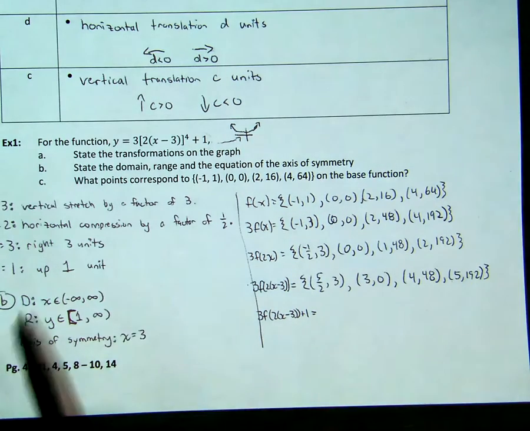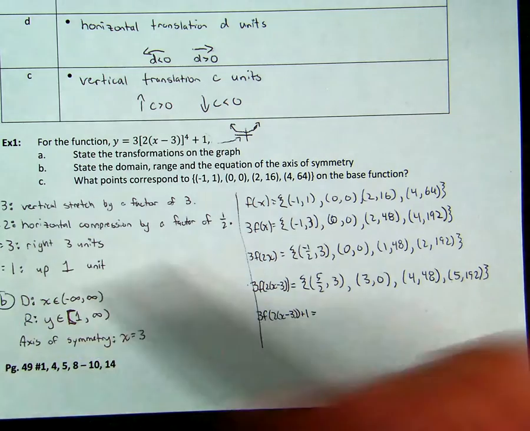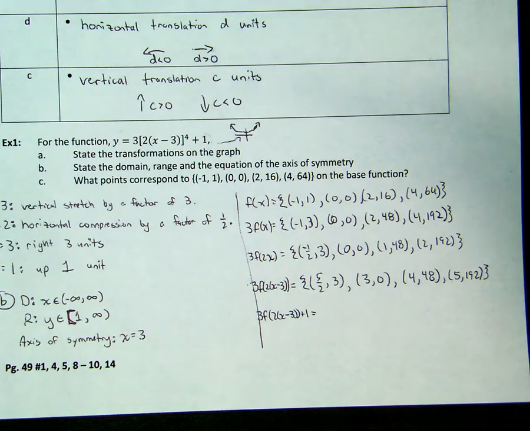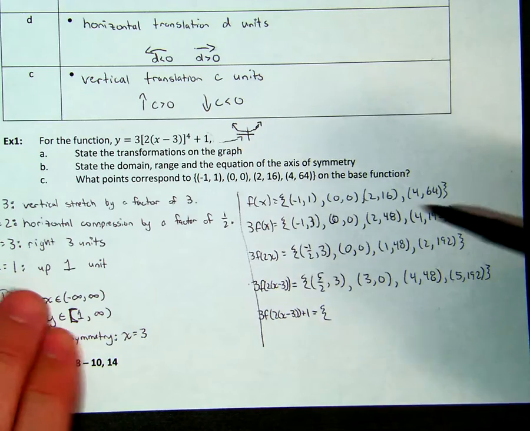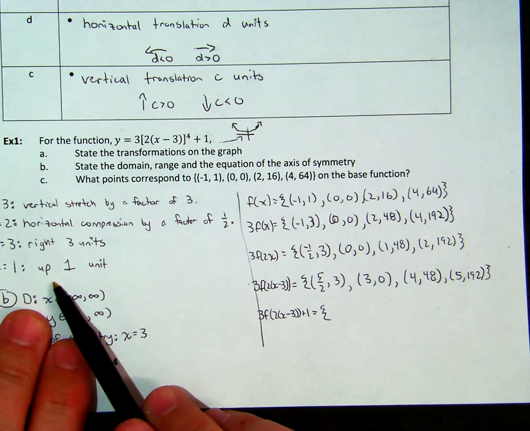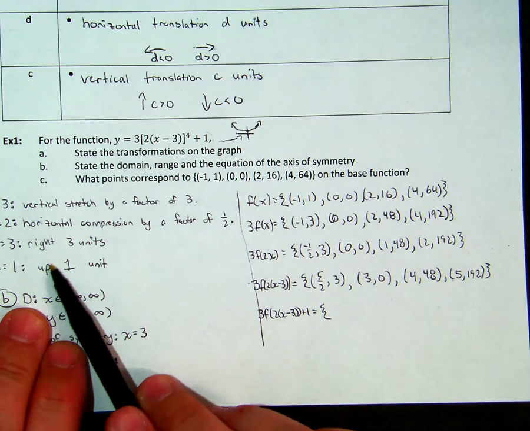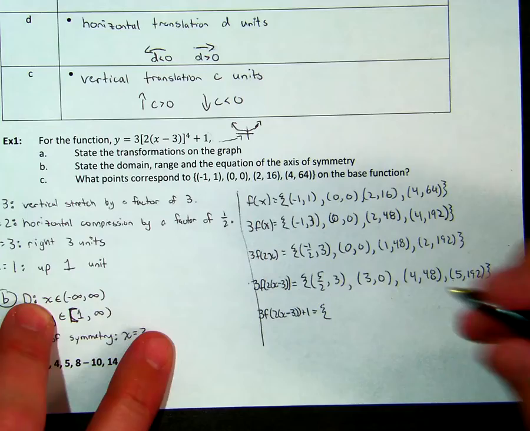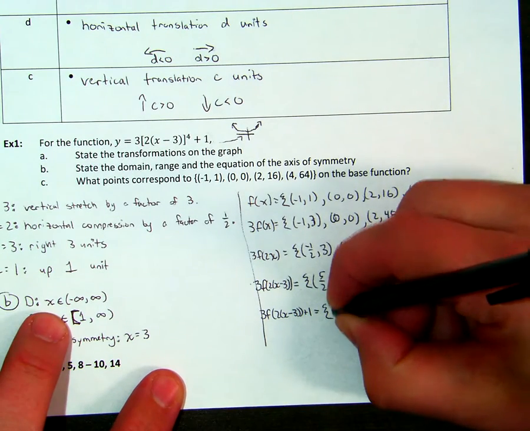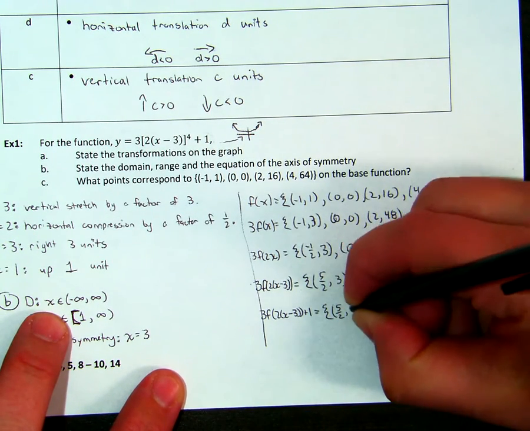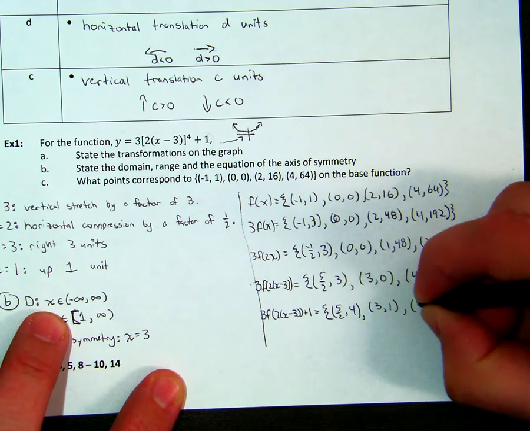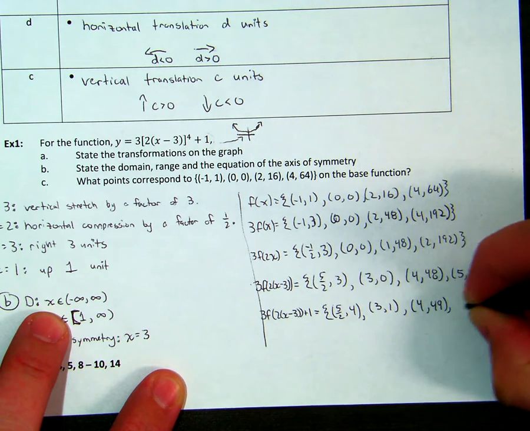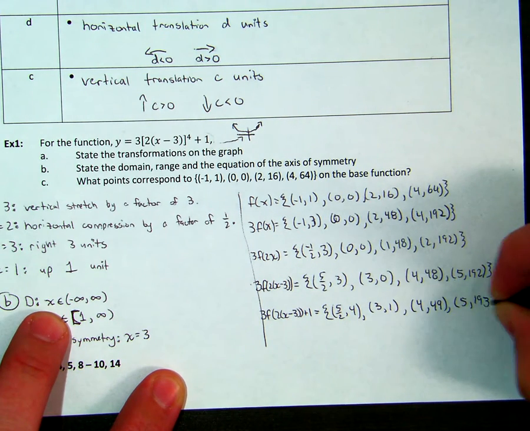So all I'm doing is putting the A, K, C, and D into that f(x) from the top. So set bracket. I'm shifting everything, or translating everything, up 1 unit. Up and down would affect y coordinates. So I'm going to add 1 to each of the y coordinates. (5/2, 1), (3, 1), (4, 49), (5, 193).